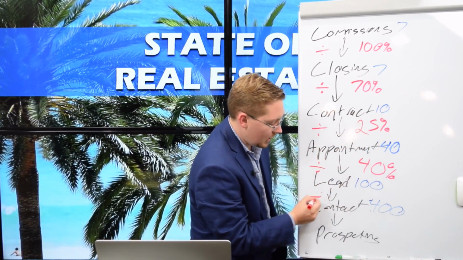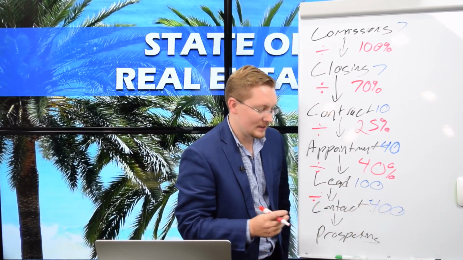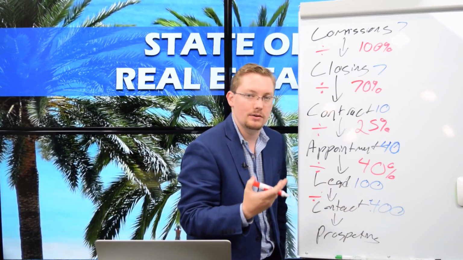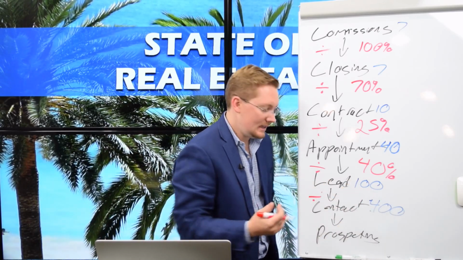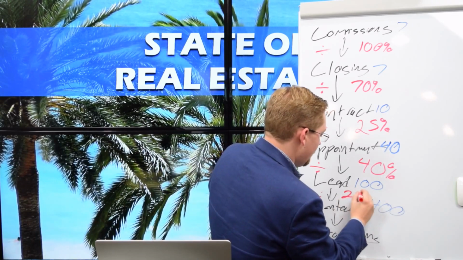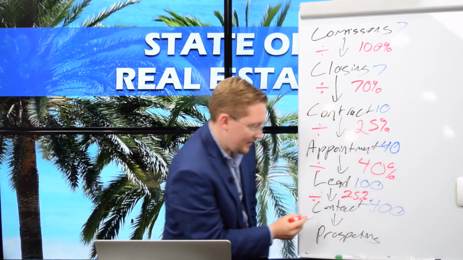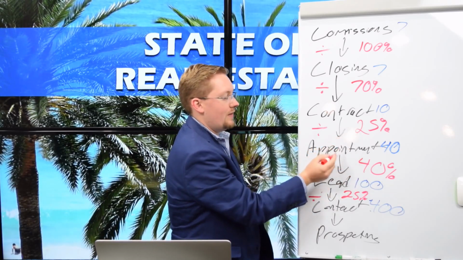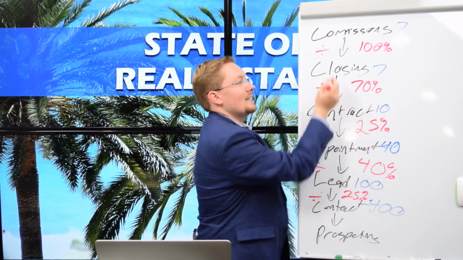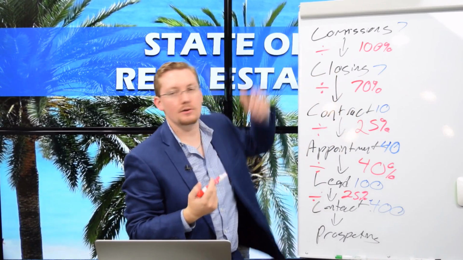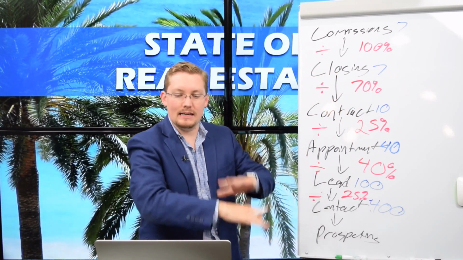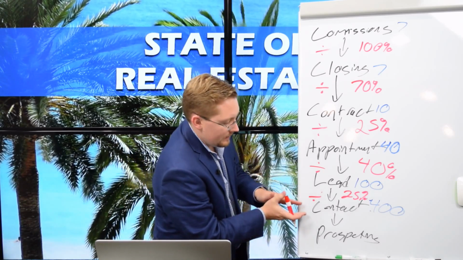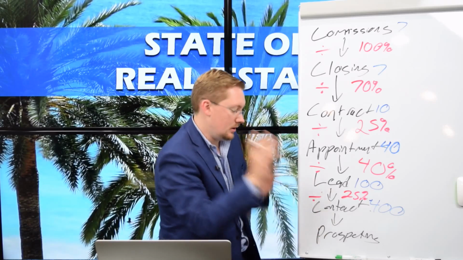But if out of every 100 leads, we have 400 contacts, so we have to talk to 400 people to get 100 leads, that would be a 25% again. So we have a 25% contact to lead, 40% lead to appointment, 25% appointment to contract, 70% contract to closing, and then 100% closing to commission. So this is kind of predicting this whole life cycle of the money, where we're going from point A. Let's go one more step.